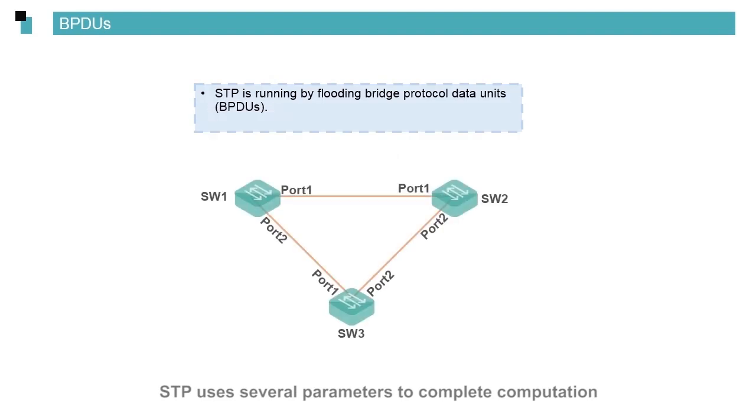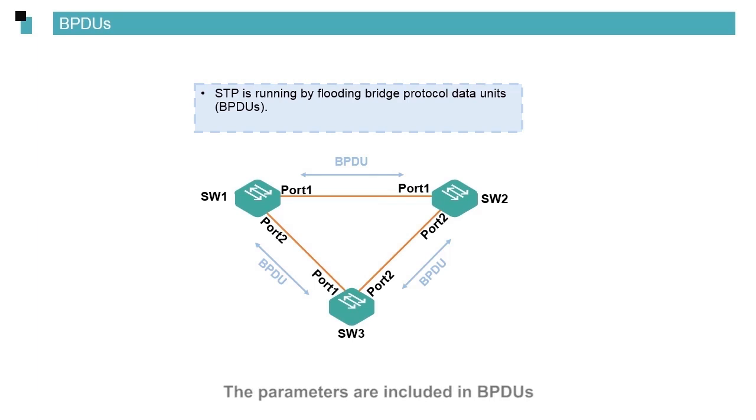STP uses several parameters to complete computation. The parameters are included in BPDUs. Switches exchange BPDUs to run STP. In the initial state, each switch considers itself as a root bridge by default and floods the BPDU across a network. Upon receipt of BPDUs sent by the other switches, a switch selects a root bridge. Then the root bridge floods BPDUs and the other switches relay BPDUs sent by the root bridge.